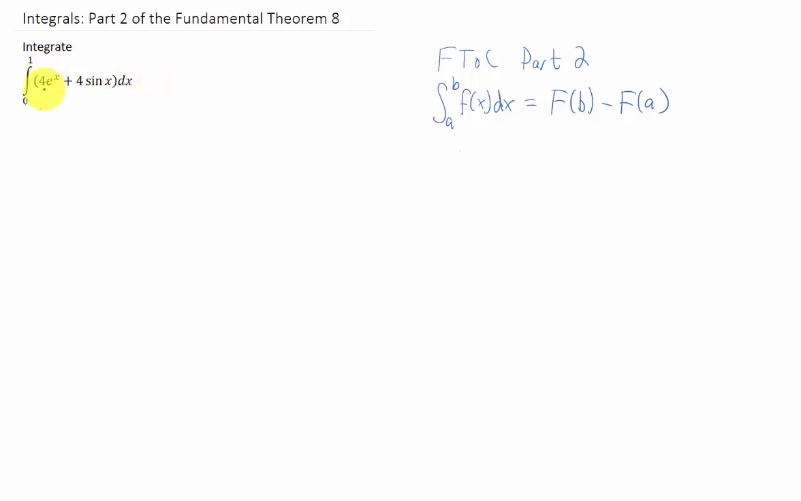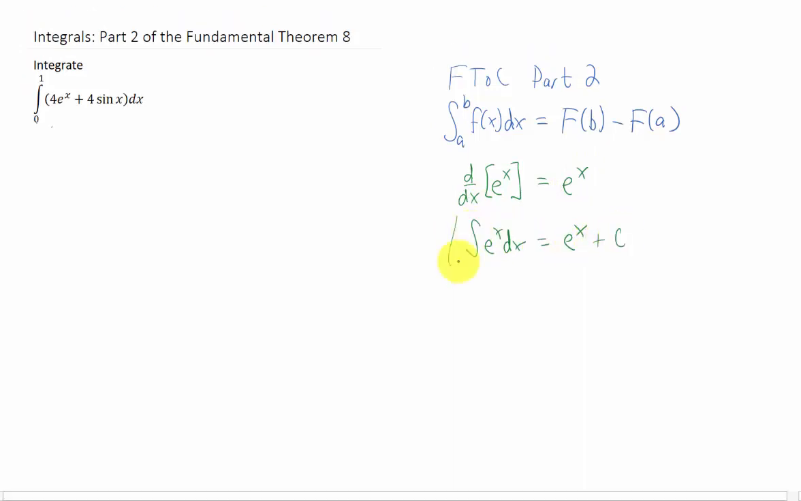So okay, this problem here, we need to find a function whose derivative is 4e to the x. You'll recall that the derivative of e to the x is just e to the x. What that means is that the integral of e to the x is also e to the x. We could add a plus c on here, and we can use this fact whenever we want down the road.